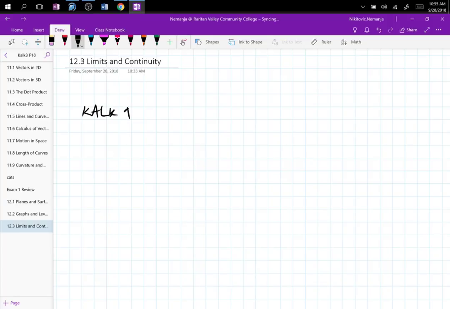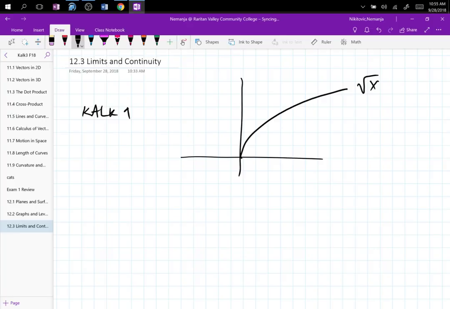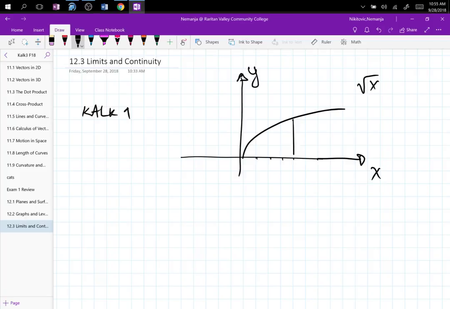So in Calc 1, we are looking at the limit of, say, let's go with a square root of x. All right? So if you are looking at the function square root of x, line is a line. So now, what do I have? If I'm looking for the limit at some point A, the limit is this value here, L.